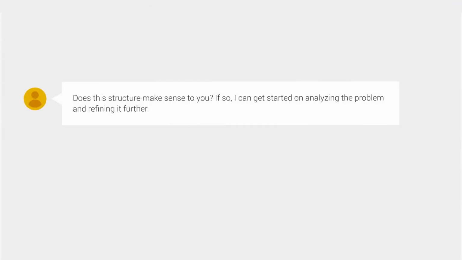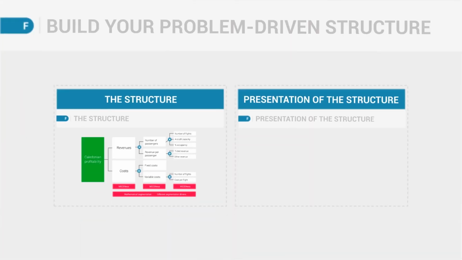Does this structure make sense to you? If so, I can get started on analyzing the problem and refining it further. Yes, this sounds good. Let's take a look at how well the candidate did from two perspectives.